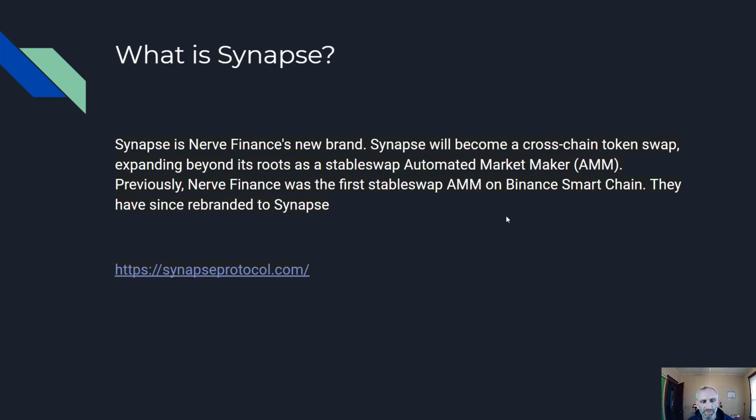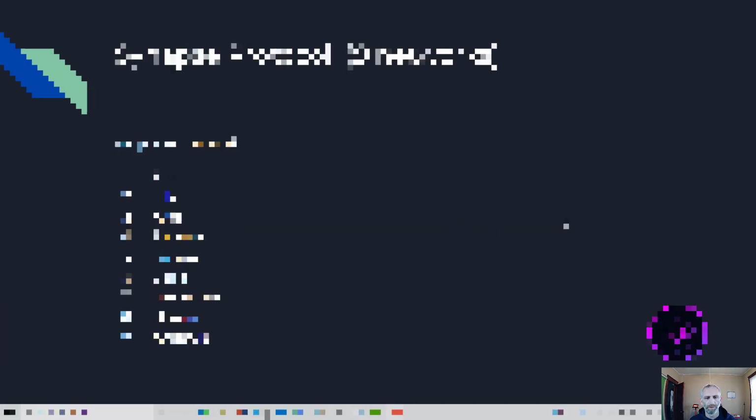So what is Synapse? Synapse is Nerve Finance's new brand. Synapse will become a cross-chain token swap, expanding beyond its roots as a stable swap AMM. Previously, Nerve Finance was the first stable swap AMM on BSC. They have since rebranded to Synapse. You can find them at synapseprotocol.com. I'll leave that link in the description below.